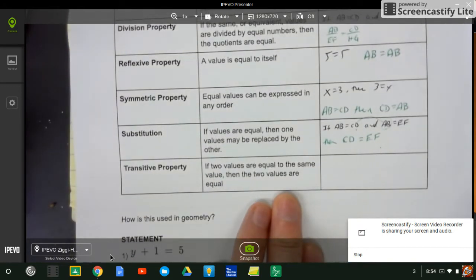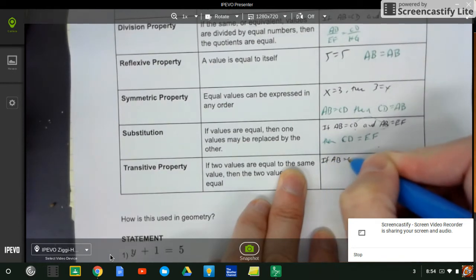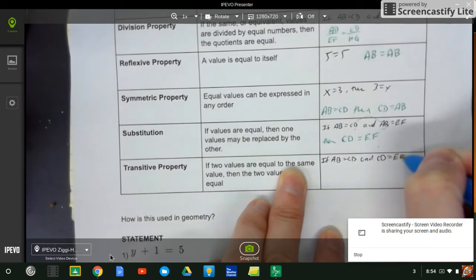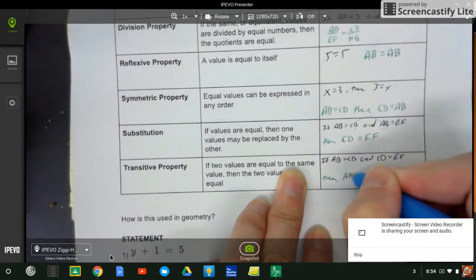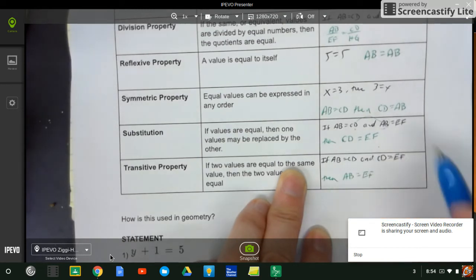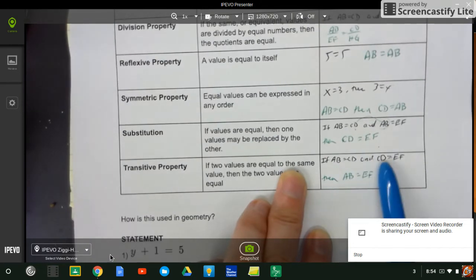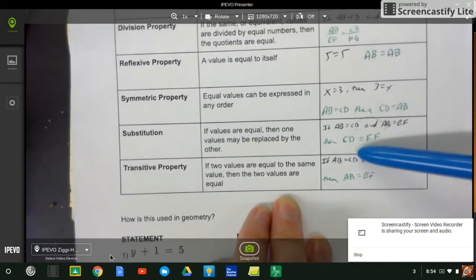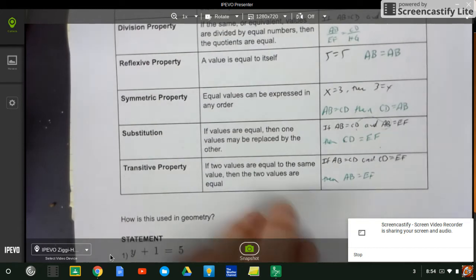It's very similar to the transitive property, but the transitive property is just written a little differently. It says if AB equals CD and CD equals EF, then AB equals EF. Really the only difference between the two is the way the beginning is written. Notice here, whatever you ended that equation with, you started that equation with. Here it doesn't matter. So these two often get used interchangeably, and that's not a big deal, okay?